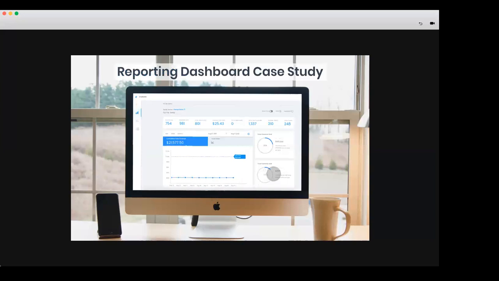Great. So like I said, the case study that we're taking you through today is for the reporting dashboard. So this is currently in limited release to some of our clients. So some of you may have already seen this.